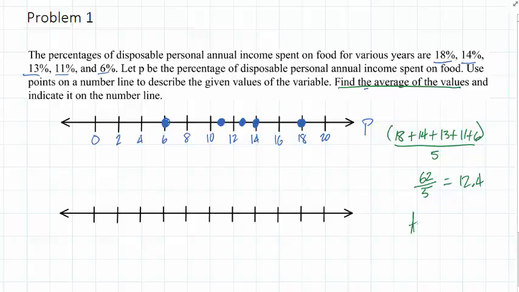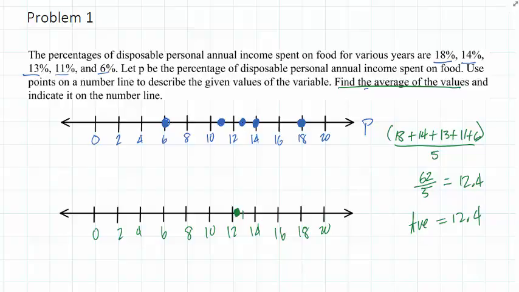So my average is 12.4. Now I want to plot that. If I have the same sort of looking graph as the graph I have on top, I can look for 12.4. So this is 12, this is 13, so 12.4 will be somewhere in between here, a little bit less. So this would be my graph for 12.4.